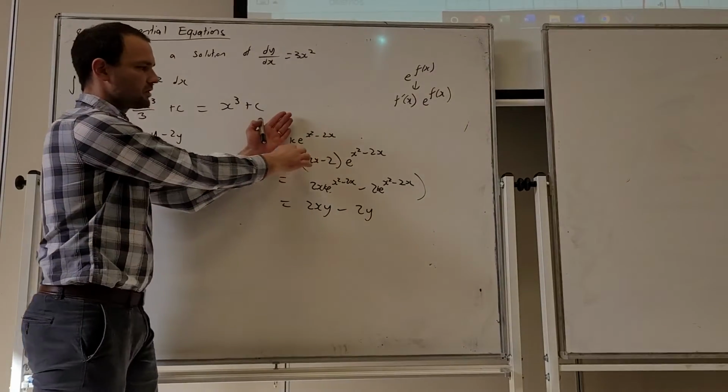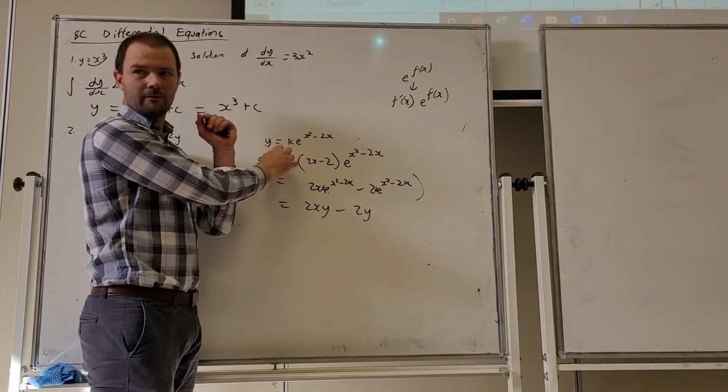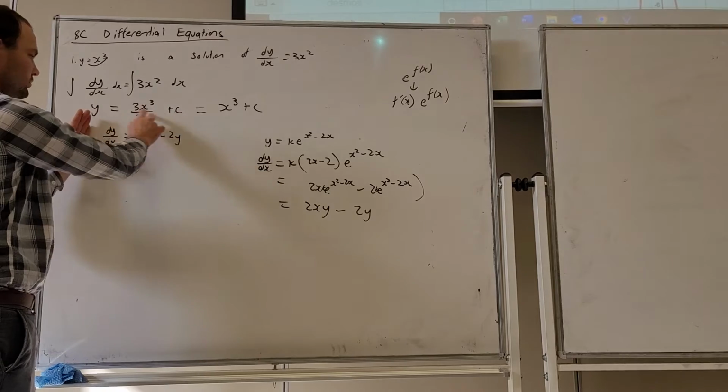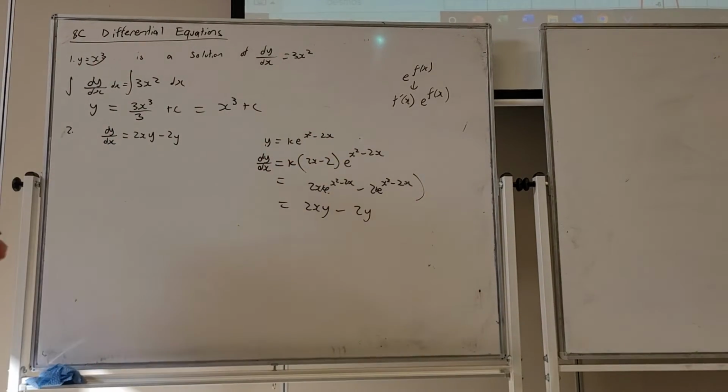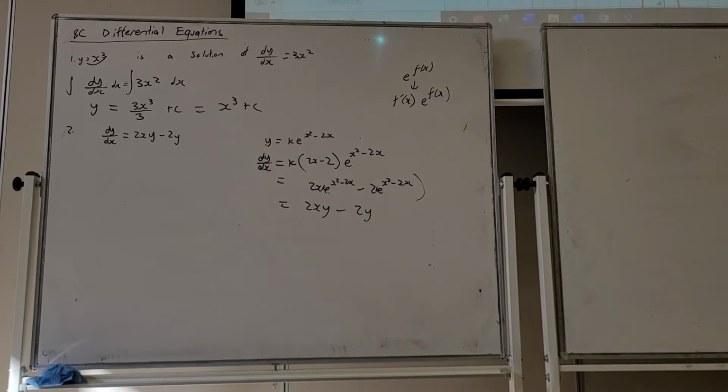Okay, it's a family of functions because the value of k could be anything. All right, doesn't matter what the value of k is. This is a solution to that differential equation. All right, find the particular solution through the point 1 and 1 on e.